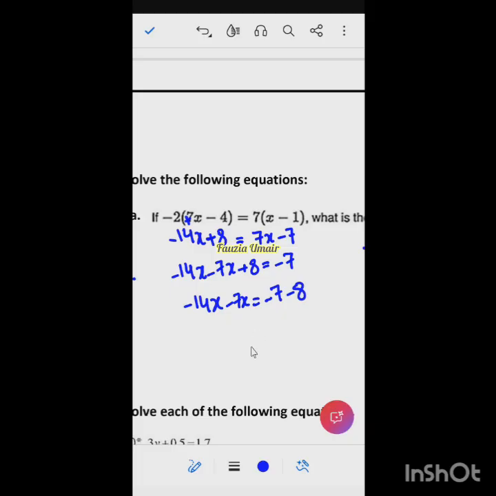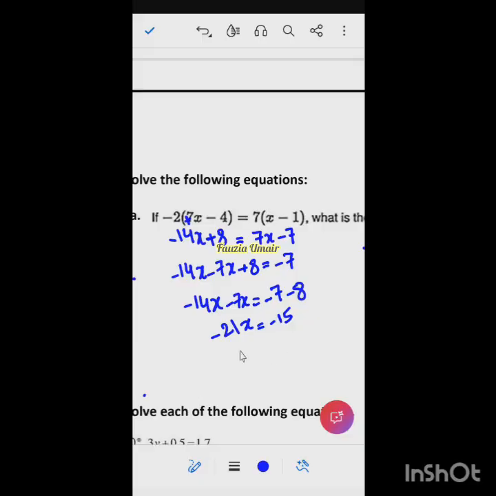They are like integers. So what to do with the like integers? We add the numbers and the sign remains the same. So 14 and 7 add, it is minus 21x, is equal to minus 15. Right? Same integers, so add the numbers and the sign will remain the same.